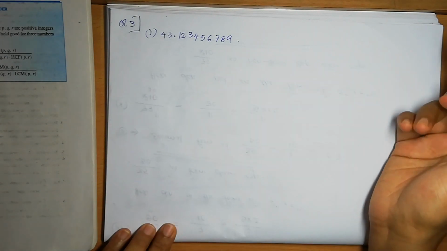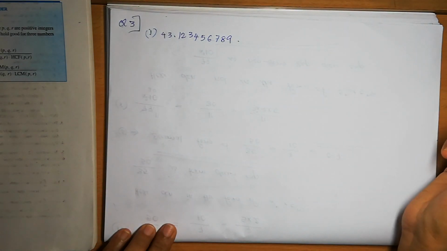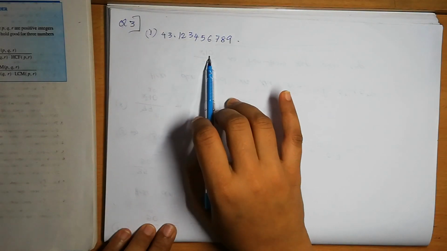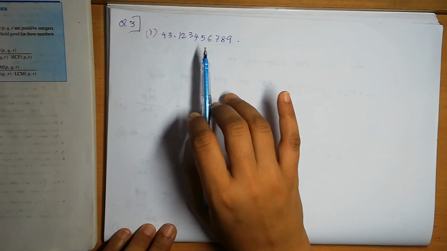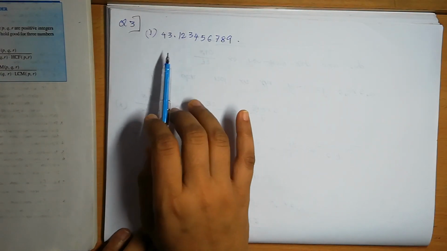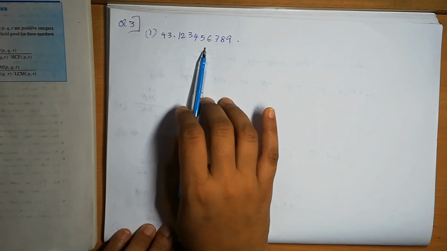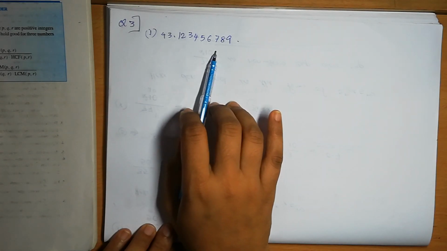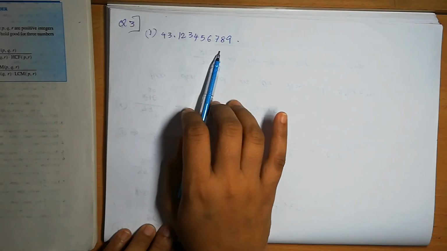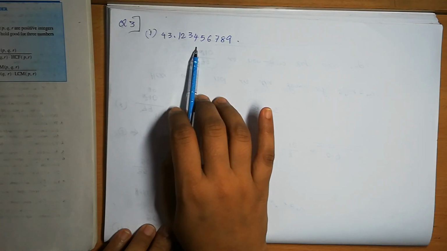So what is a rational number? A rational number we can express in the form of p by q. Rational number means either it is terminating or non-terminating recurring. So this is a terminating number. So what we can say? This is a rational number. So the first part is over. In each case we need to decide whether it is rational or not. So from here it is clear that this is a rational number.